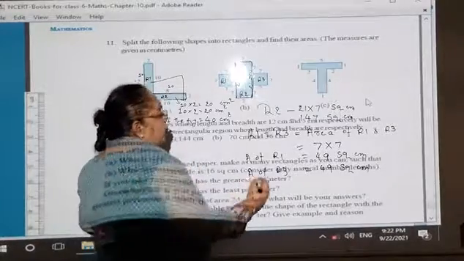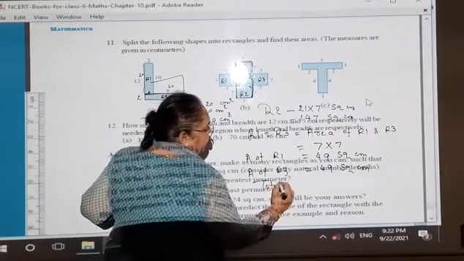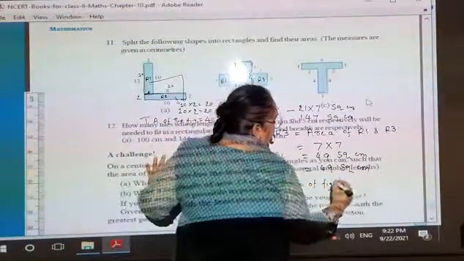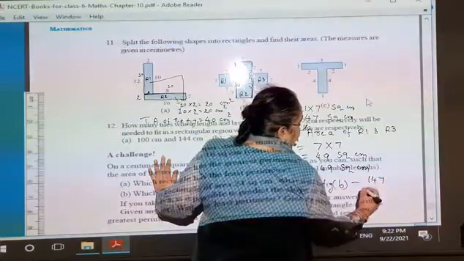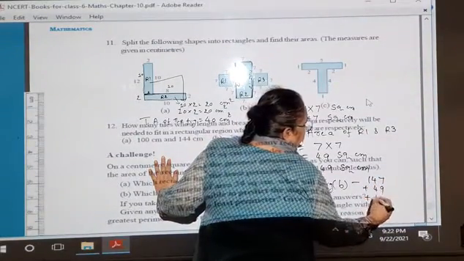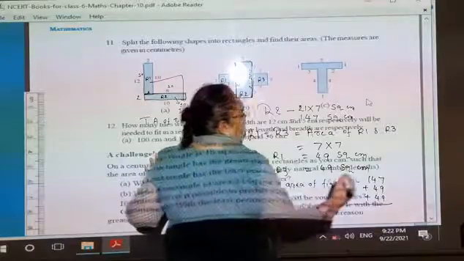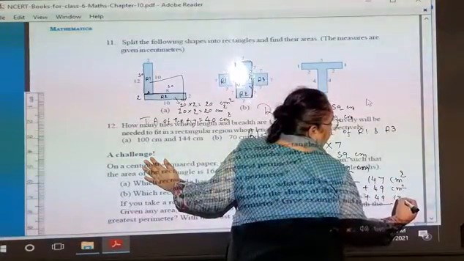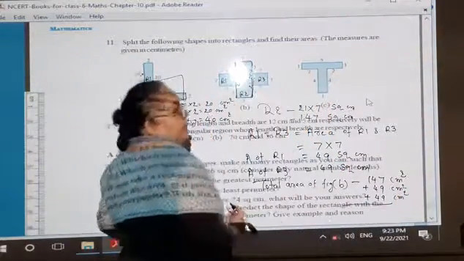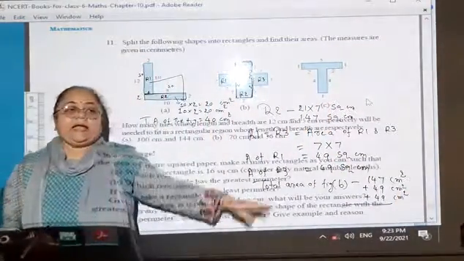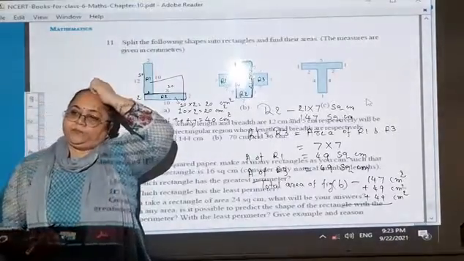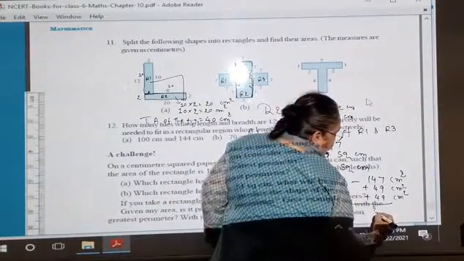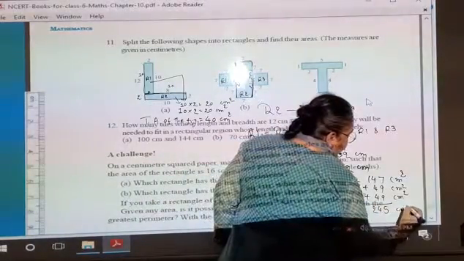Got it? So the total area of this figure B: what is it? 147 plus 49 plus 49. All are in centimeter square, you can write it down, or square centimeter also you can write it down. So what is the addition of these? Most probably it is 245 centimeter square.